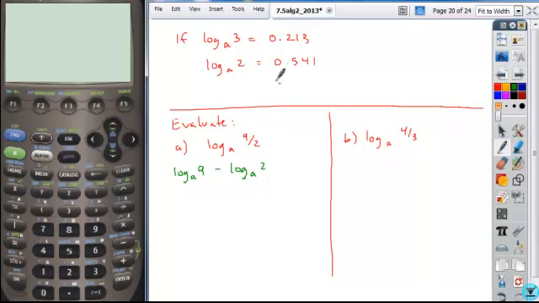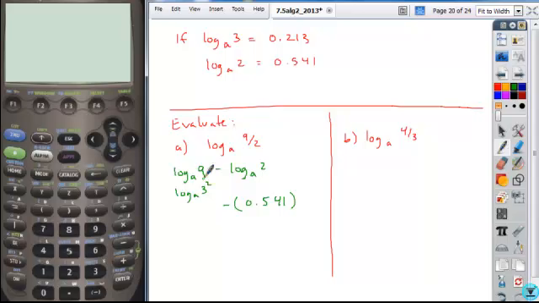And now I can see I can replace this log base a of 2. So I can substitute in a 0.541 for that. But I have this log base a of 9. Right? So I don't have it in terms of 3, but what can I do? Can I express 9 in terms of a 3? Yeah, if I take 9, I can rewrite it as 3 squared.